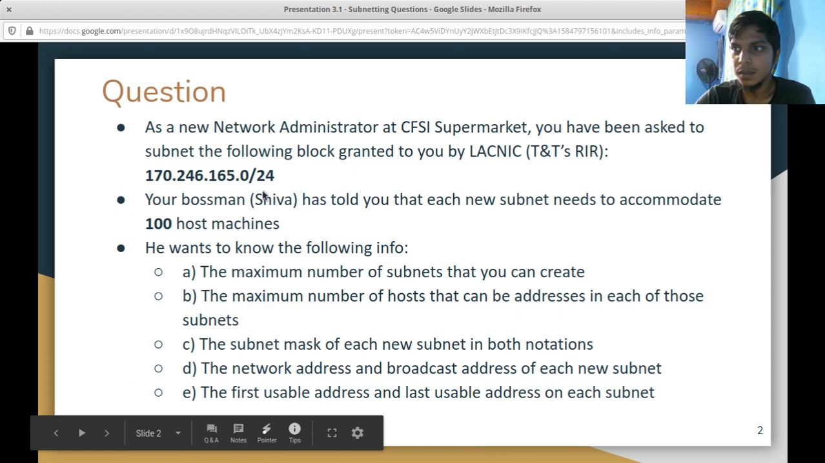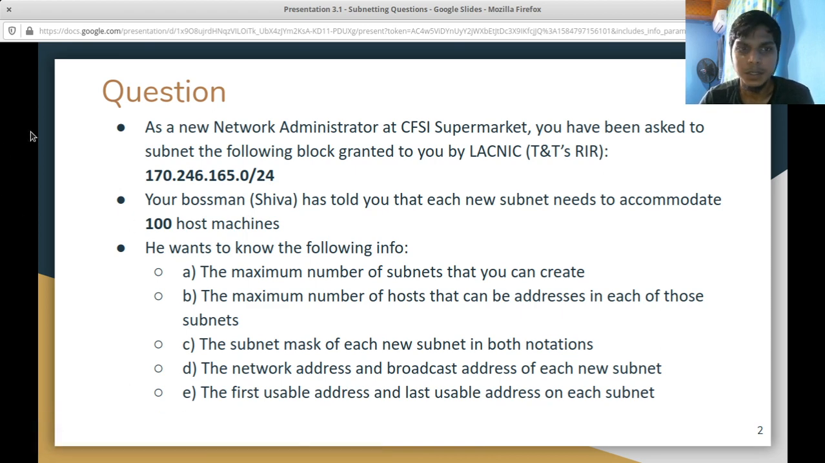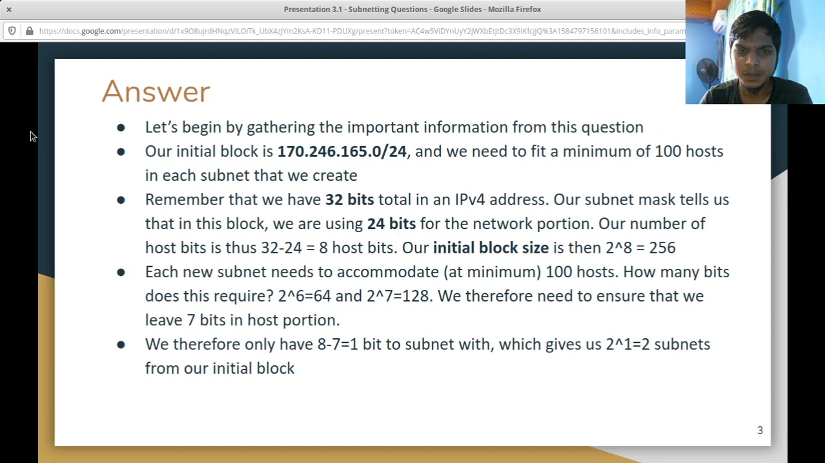Right, so hopefully it's a little bigger there and you can see it better now. But you can also follow along because this presentation should be visible to you. Presentation 3.1 in the thing. Right, so now let's begin by gathering the important information from this question.